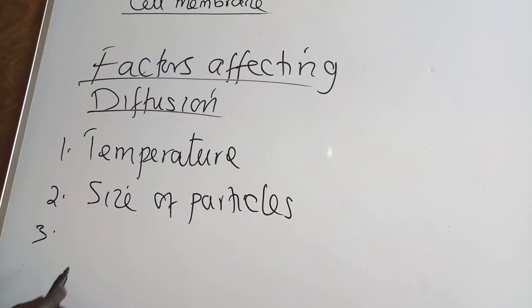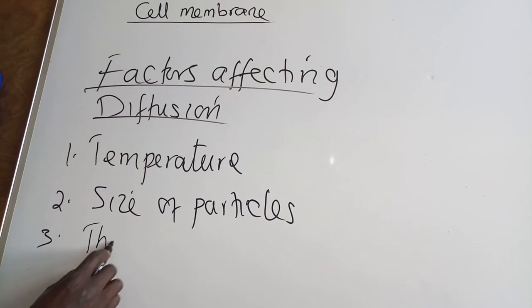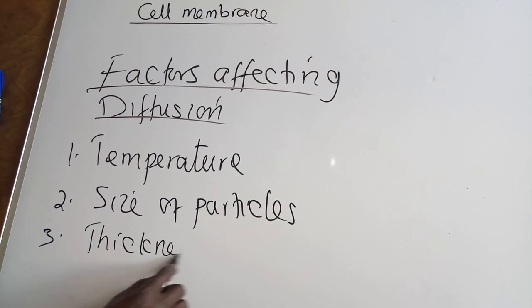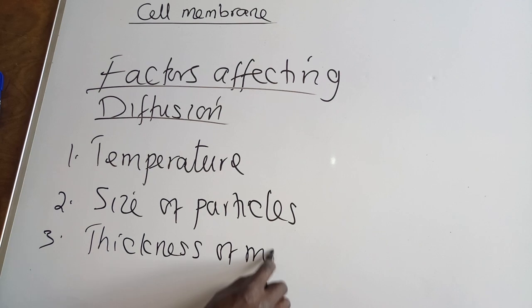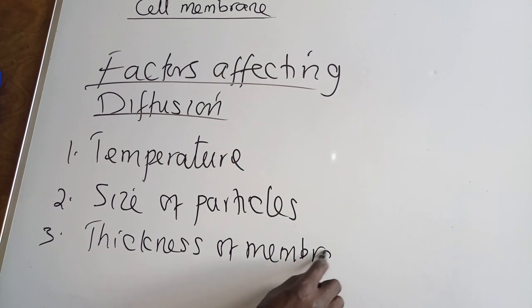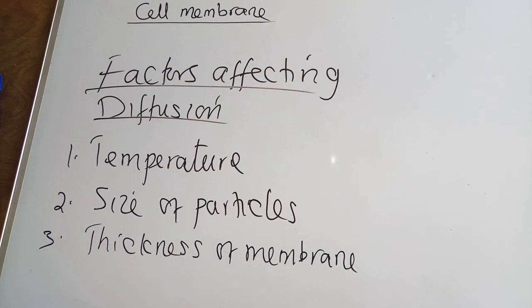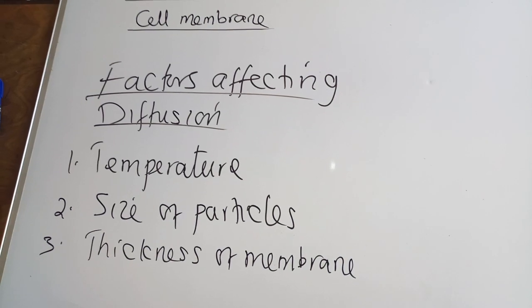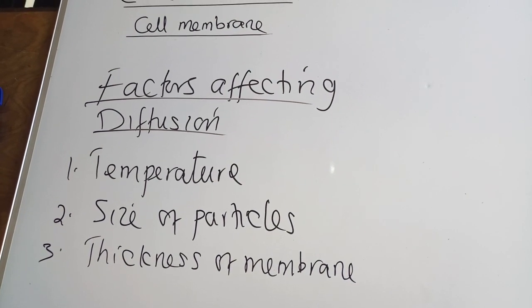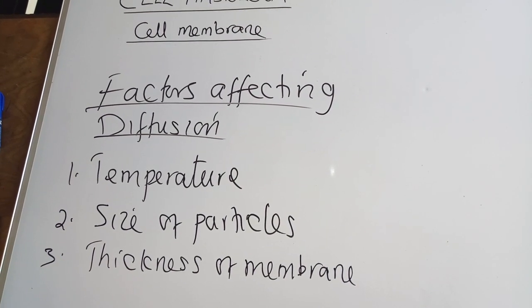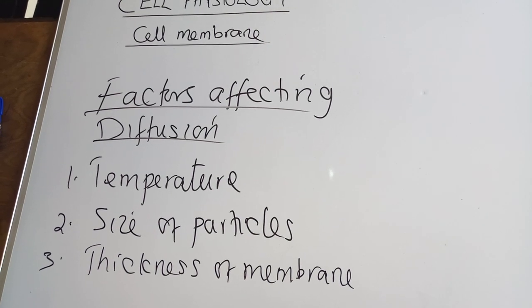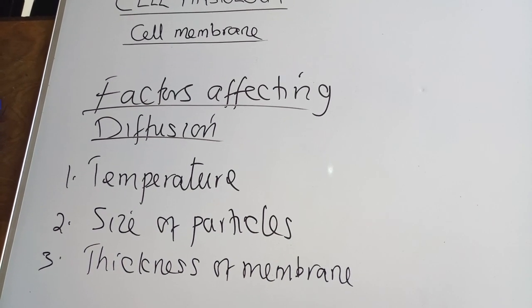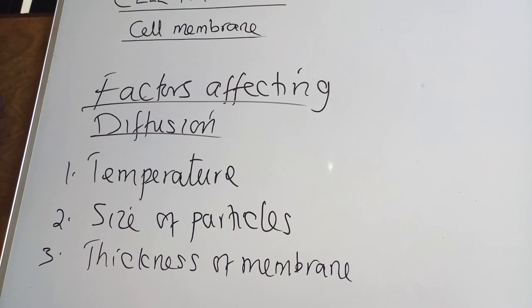Third factor, thickness of membrane. Since here we are talking about cell physiology, which involves movement of substances across the cell membrane, then it means if a cell membrane is thick, it will take a long time for particles to pass across.